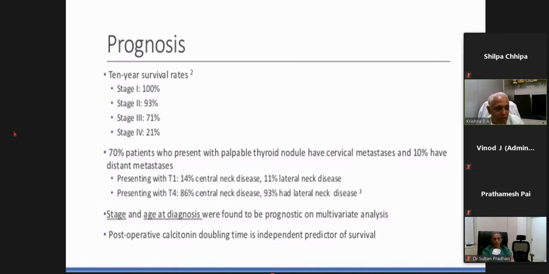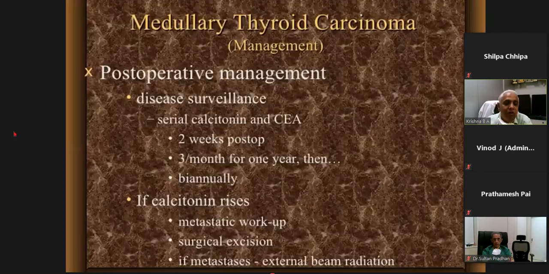Presenting with T1, 14% have central neck disease and 11% lateral neck disease. Presenting with T4, 86% have central neck disease and 93% lateral neck disease. Stage and age at diagnosis were found to be prognostic on multivariate analysis. Post-operative calcitonin doubling time is an independent predictor of survival. That means calcitonin estimation is extremely critical in follow-up of medullary thyroid cancer patients.